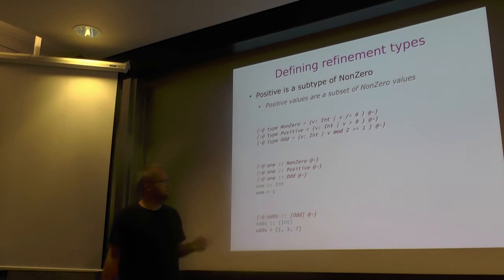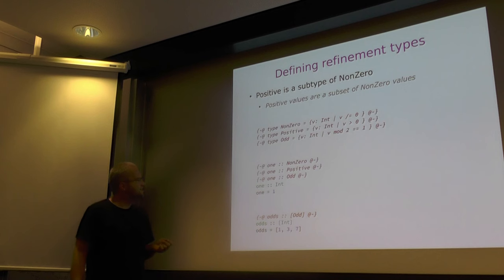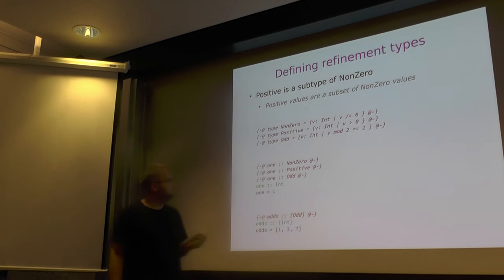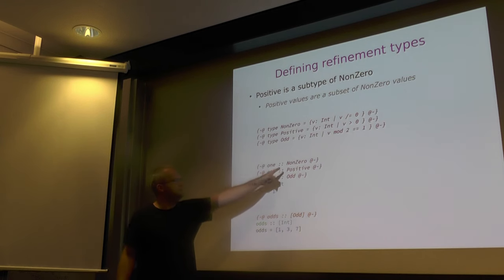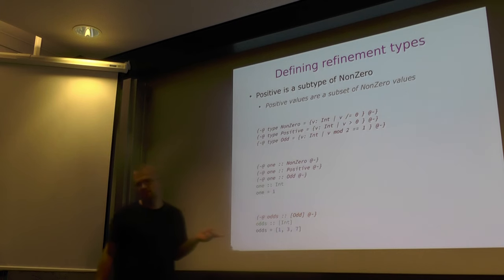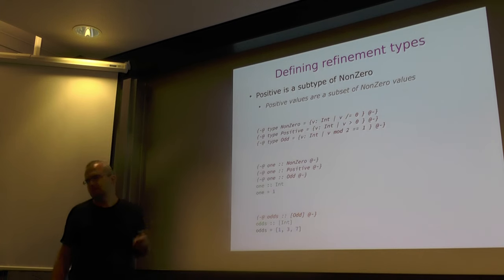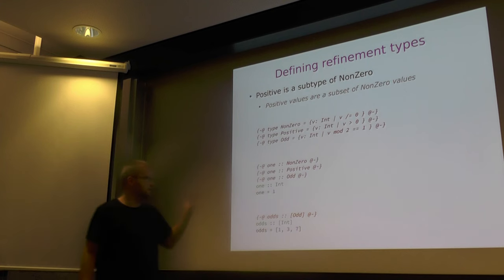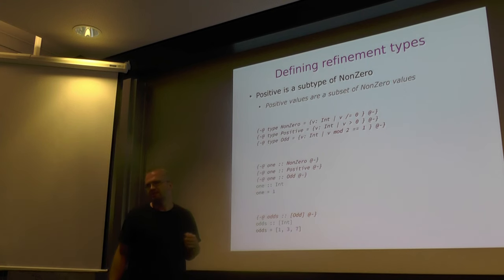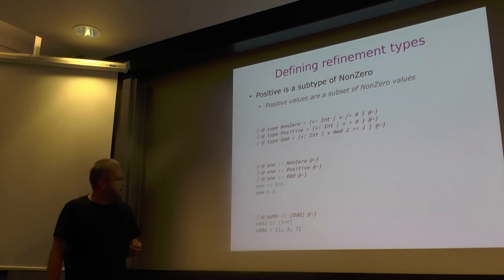So we have a wonderful function 1, and we are going to say that, oh yeah, 1 returns a non-zero type, and it's positive and it's odd. And when we run the program and check it with Liquid Haskell, it is going to verify this condition, which in this case, of course, is trivial, and it's going to say, yes, this is type safe. If we change 1 to 0, the odd condition and non-zero are going to fail.